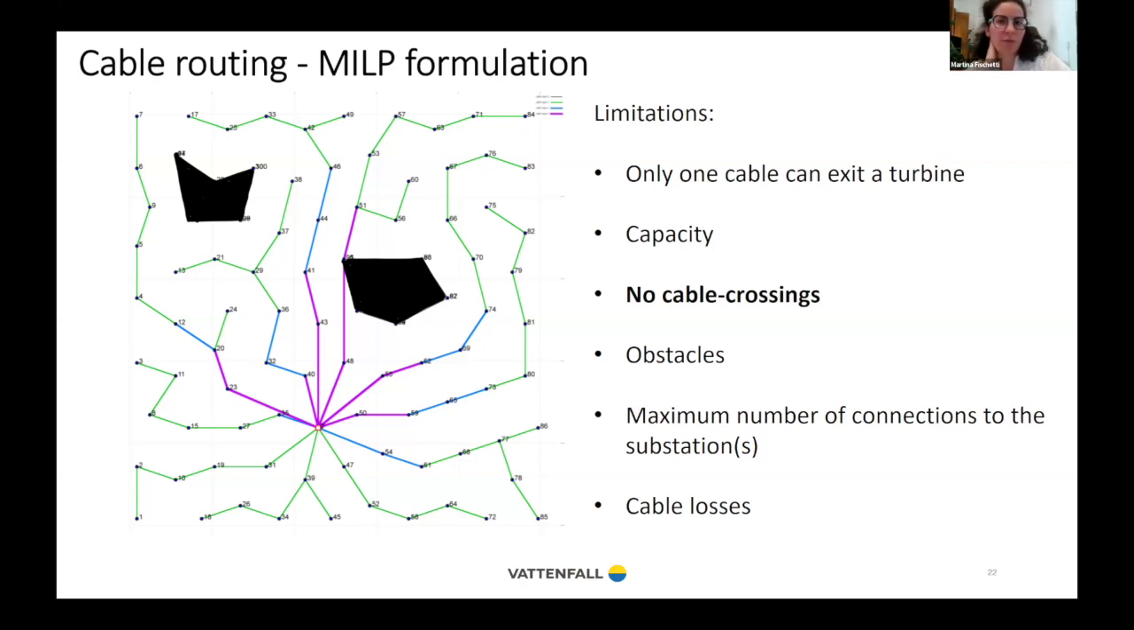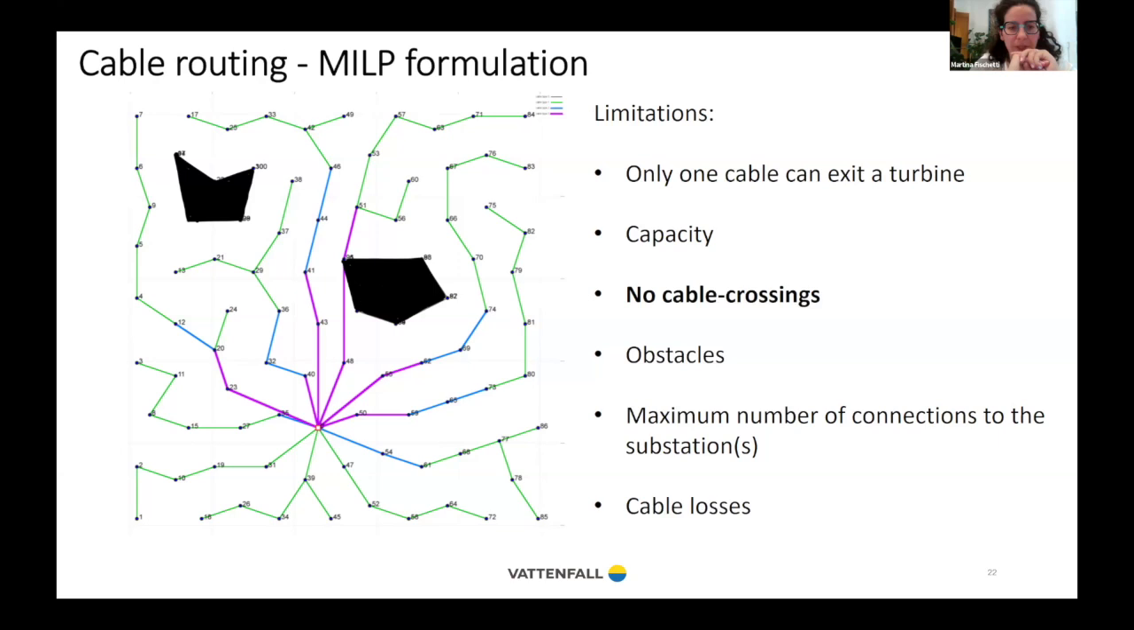Another limitation that we had to consider was obstacles in the site. So there could be physical things that are present on the site. These could be other wind farms that already exist there, natural reserves. Sometimes we even found airplanes from World War II at the bottom of the sea. So these are all, let's say, defined areas that cannot be crossed by the cables. Here in the plot, the black polygons represent possible obstacles, and the solution that you see is feasible because it avoids them.